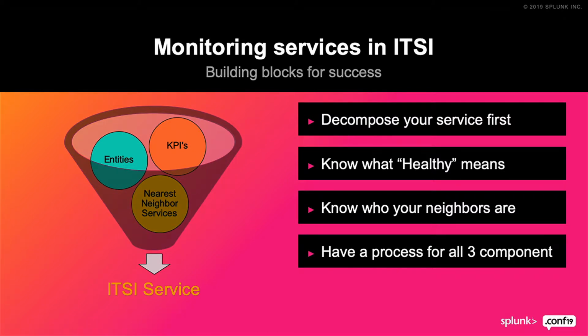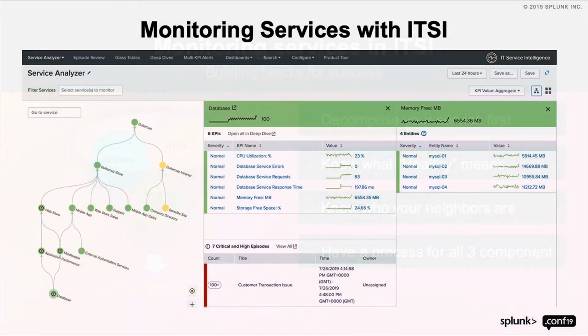And then know who your neighbors are. So I'll show this in a little bit, but if you're running an app stack, you need to know where your infrastructure is. You don't need to know all the details, but you need to know where your infrastructure is and whether that will impact you or not. And then you need to tie all of those together into a single ITSI service. So the way that you do that, and the reason that this is important, is so that you know whether you need to take action or not, whether it's informational or actionable.